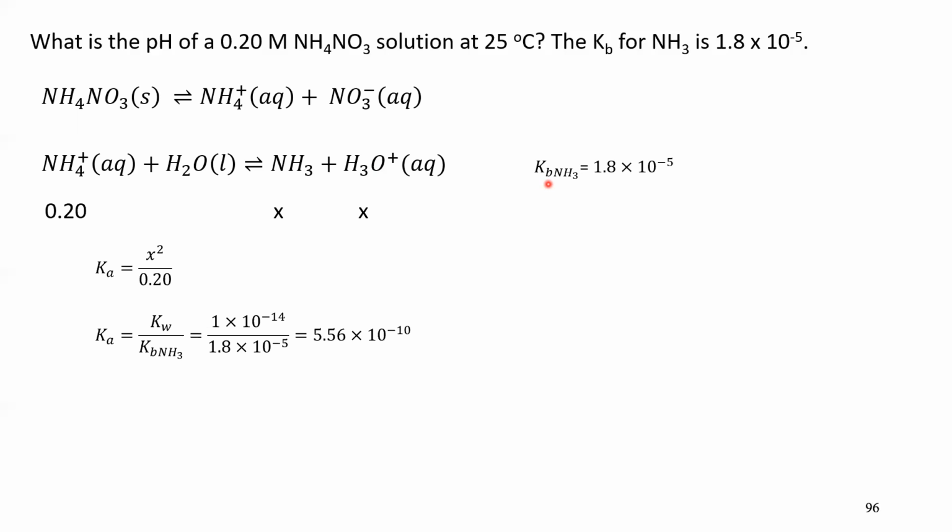Okay, so I'm getting 5.56. That probably should just be 5.6, since there are only 2 significant digits. 5.6 times 10 to the minus 10. Plug that in for Ka and solve for x. When you solve for x, that's going to be hydronium. Figure out your pH.